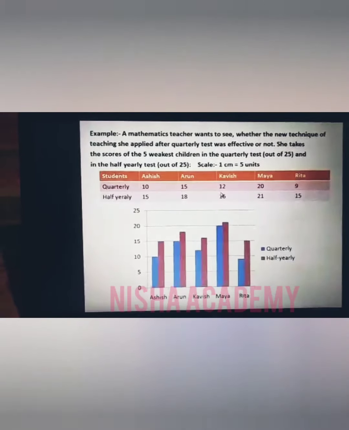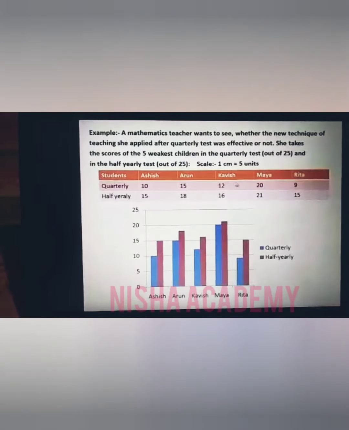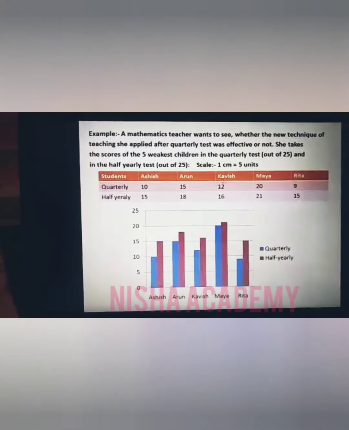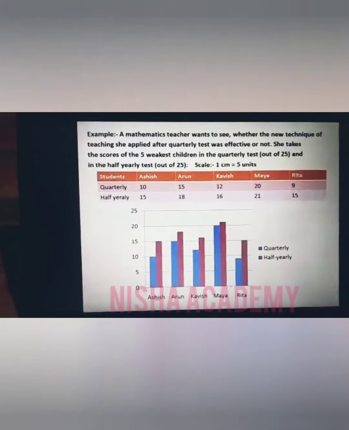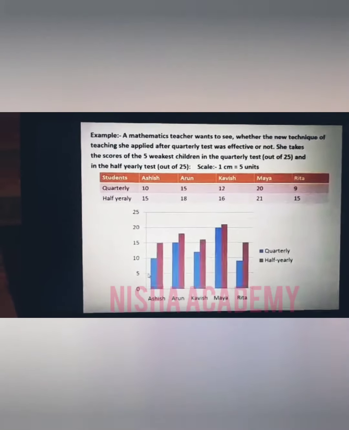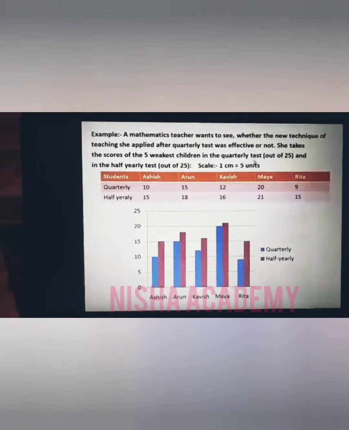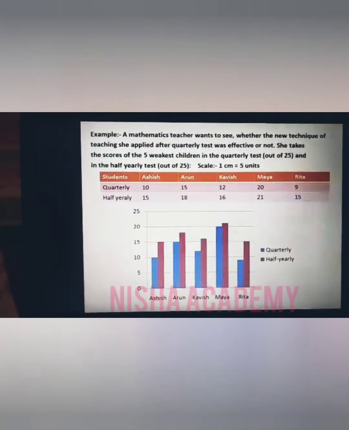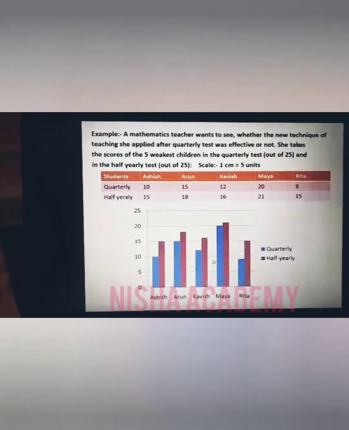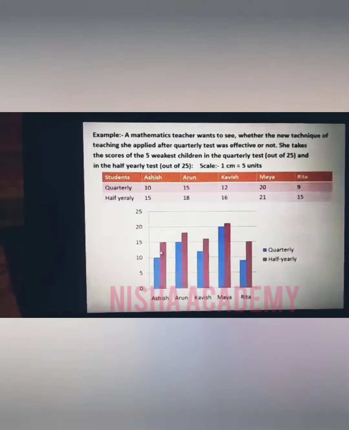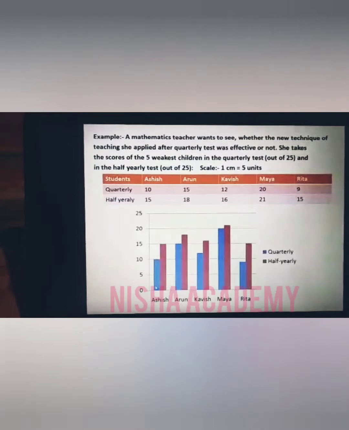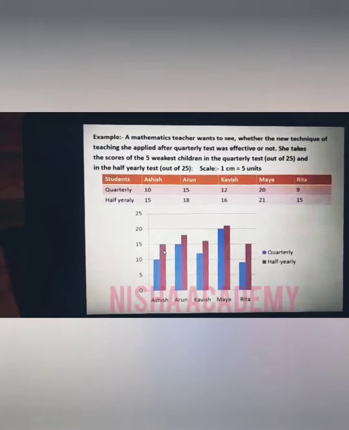Now what scale will you take? See, the numbers are 10, 15, 12, 20. All numbers are divisible by 5, almost. So 1 centimeter will be equal to 5 units, we can say. We call it units. 1 centimeter box includes 5 units. So now you just have to represent it, like Ashish will have one box, in that 10 and 15.